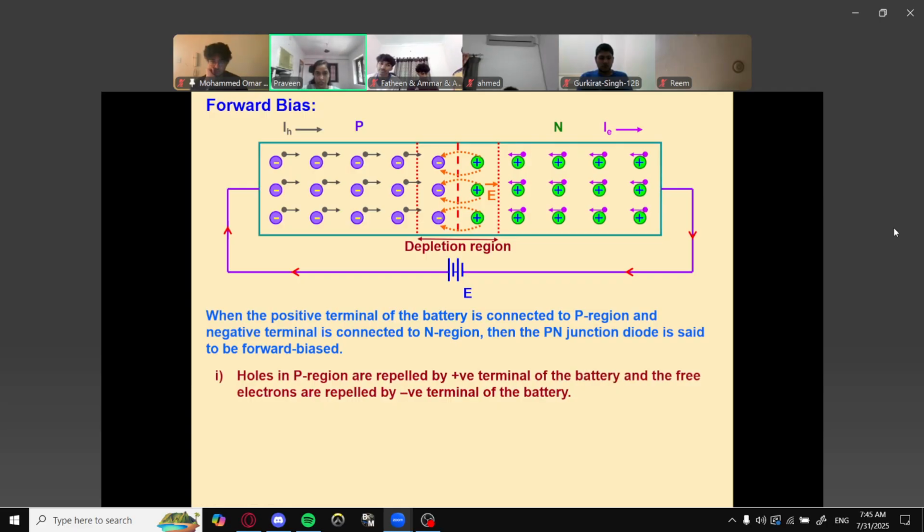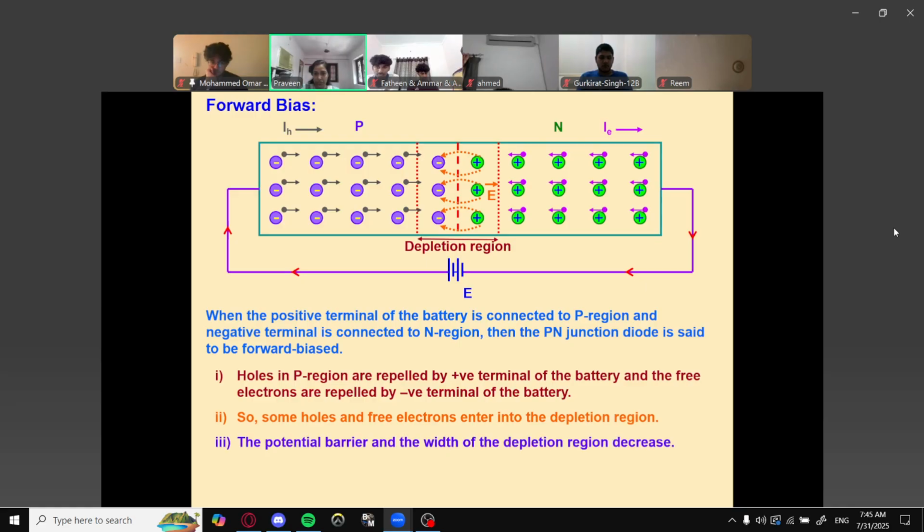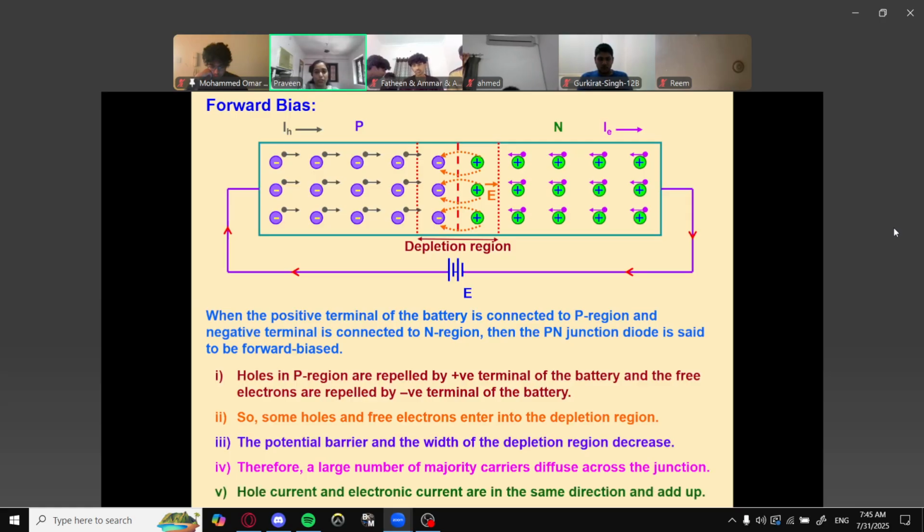Now holes in the P region will be repelled by the positive terminal of the battery, and the free electrons in the N side will be repelled by the negative terminal of the battery. So holes and free electrons will be entering the depletion region, and hence the potential barrier and the width of the depletion region will be decreasing. So a large number of majority carriers will be diffusing across the junction because the potential barrier width has decreased. Potential barrier has been reduced.